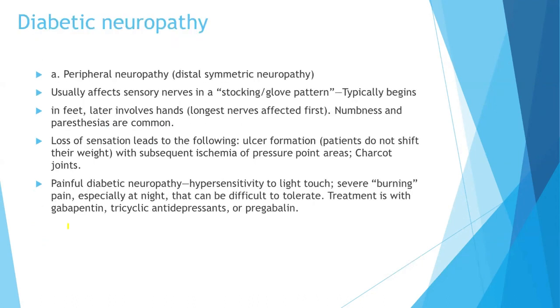So there are three neuropathies that you need to be concerned about. The first one is the peripheral neuropathy. It usually affects the sensory nerves in a stocking or glove pattern, and typically begins in the feet and later involves the hand and causes numbness and paresthesia. The loss of sensation leads to ulcer formation and, with subsequent ischemia of the pressure point joints, what are called Charcot joints or Charcot arthropathy.